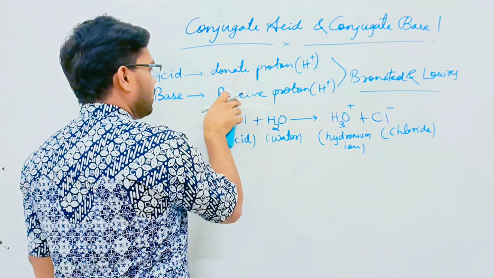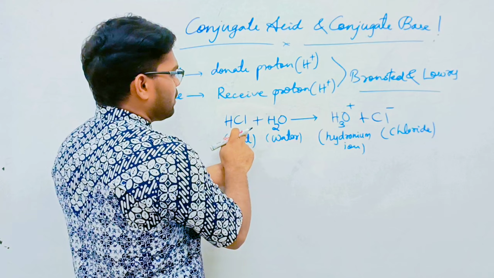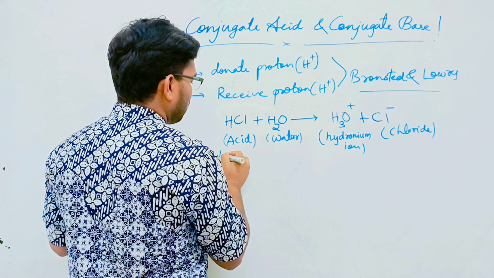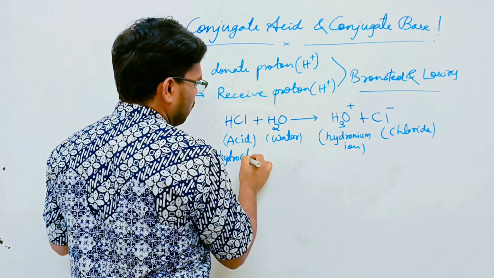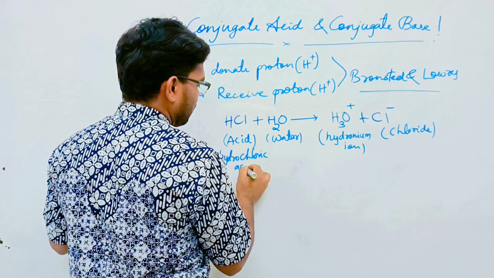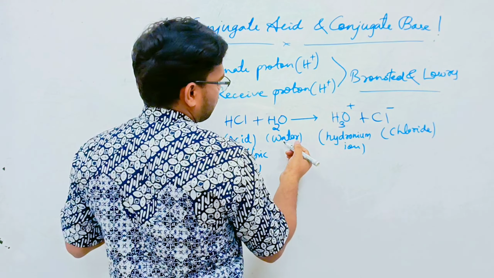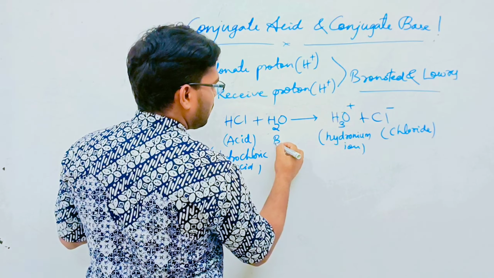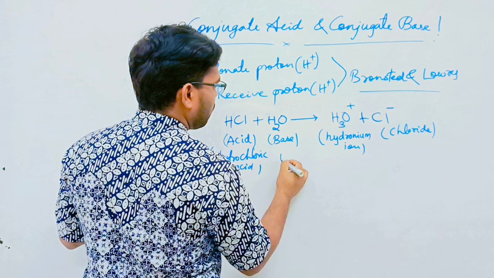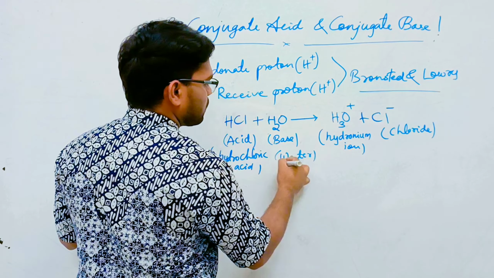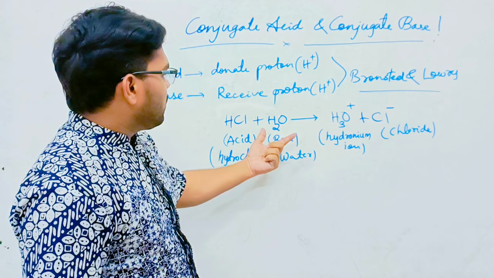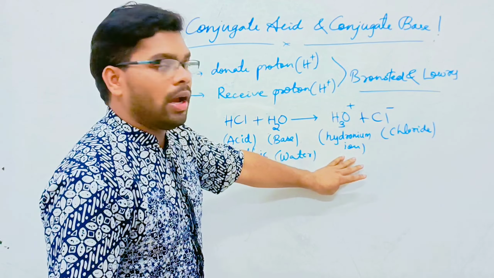Now, let me tell you, in this chemical equation, HCl is an acid. This is called hydrochloric acid. Let me just erase and write. And water acts as a base here. Yes or no? Now you have to tell me, when acid reacts with the base water, you will get hydronium ion and chloride ion.